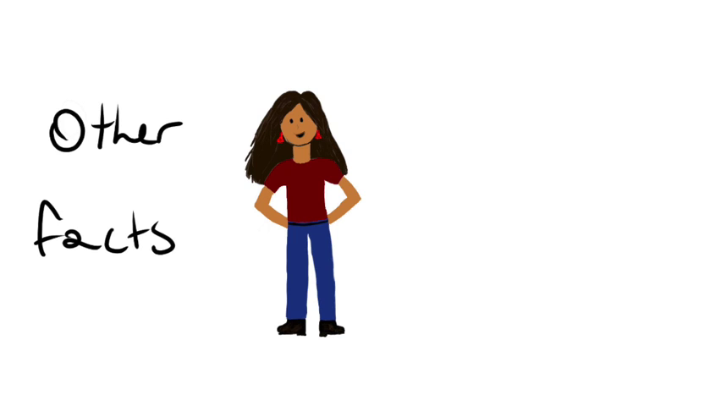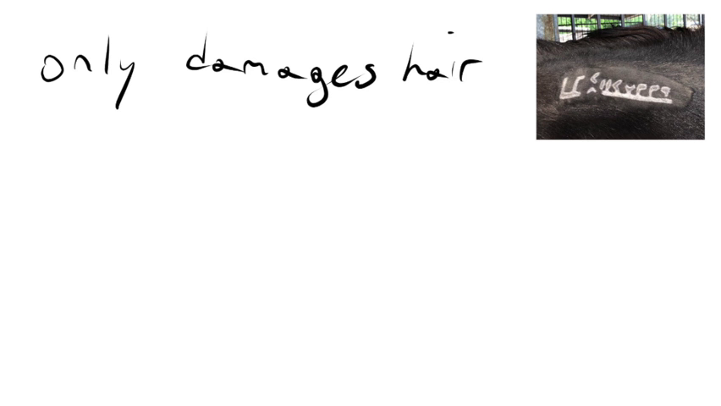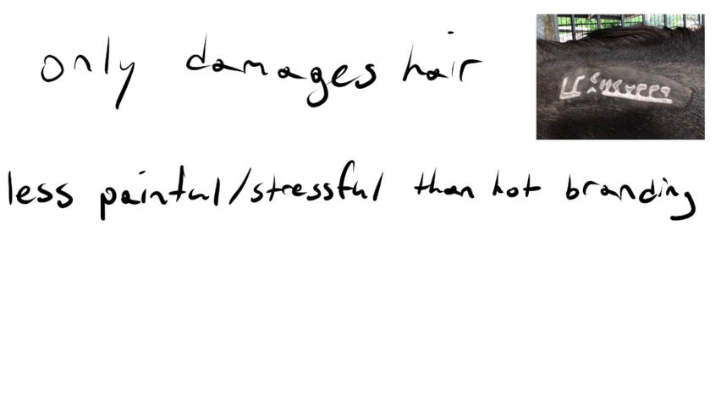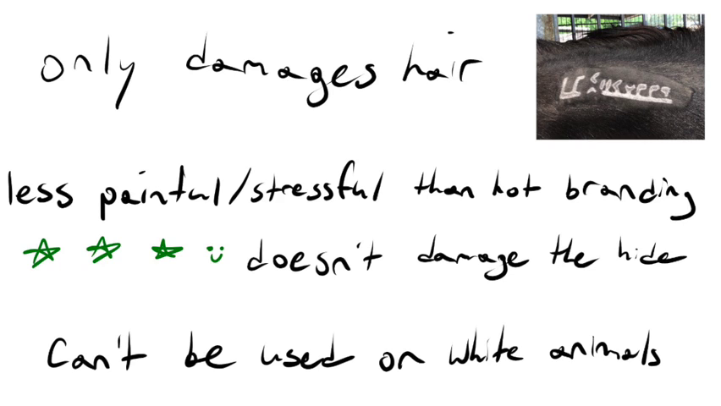So some other facts while we're here talking about ID. Let's talk about branding for a sec. Our 3 main types of branding are freeze branding, hot branding, and paint branding. Freeze branding is one of the more common ones as it only damages the hair and is fairly painless and a lot less stressful on the animal, and there's no damage to the hide. The only thing is it cannot be used on white cattle, but most cattle are black anyway, so it's fine.